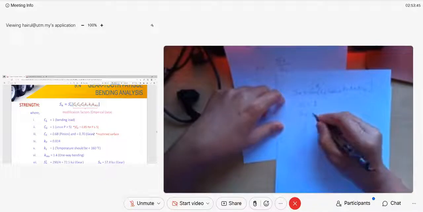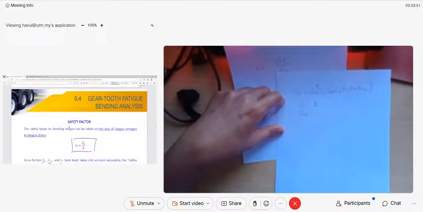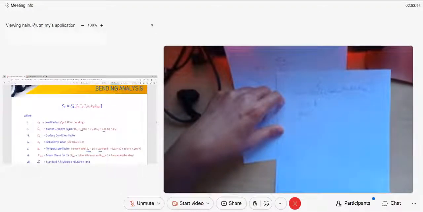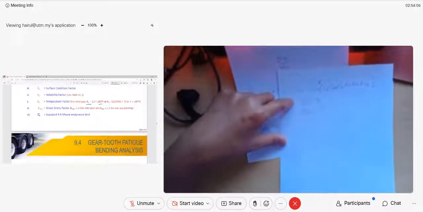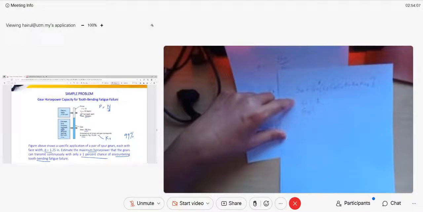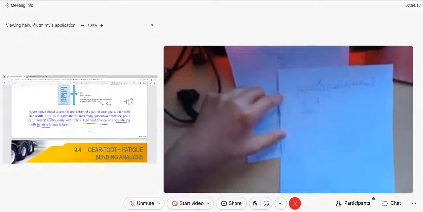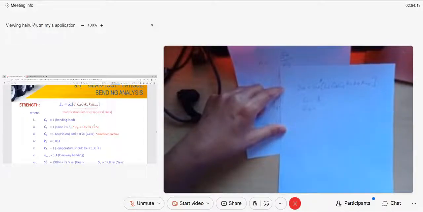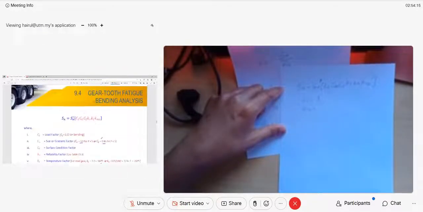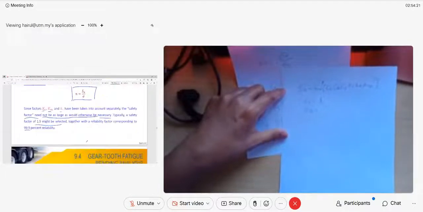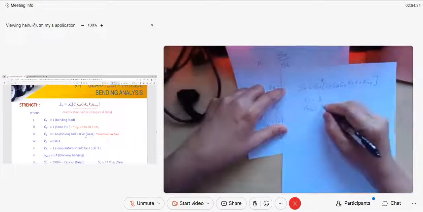Okay, CG. Why is it 1? Because P is greater than 5. It's mentioned that if the diametral pitch is greater than 5, CG is 1. If it is less than 5 teeth per inch, it is 0.5. In this question, the problem says your P is 10. 10 is greater than 5, so CG is 1. Then our CS.